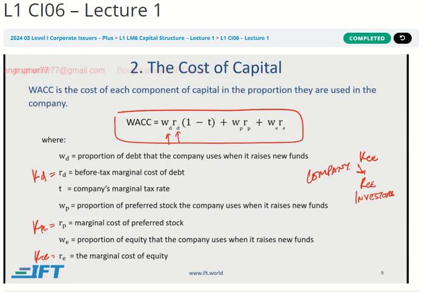So weight of debt into cost of debt into 1 minus the tax rate, because interest is a tax deductible expense like we discussed. Then weight of preferred equity into cost of preferred equity, weight of common equity into cost of common equity. And that is how you calculate your weighted average cost of capital.